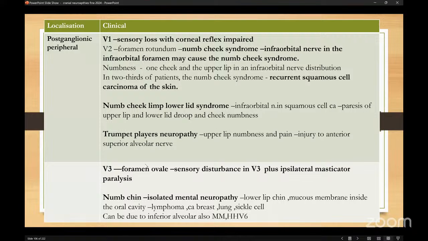Okay, trumpet players neuropathy is upper lip numbness and pain because of anterior superior alveolar nerve involvement. In V3 distribution involvement, you can get ipsilateral masticator paralysis, that is jaw deviation, and the jaw will be deviated to the paralyzed side. Numb chin syndrome is quite famous. This is mental neuropathy. The lower lip, chin, and mucous membrane inside the oral cavity are affected because of malignancy. It's a bad sign. It is usually because of lymphoma or CA breast or CA lung.